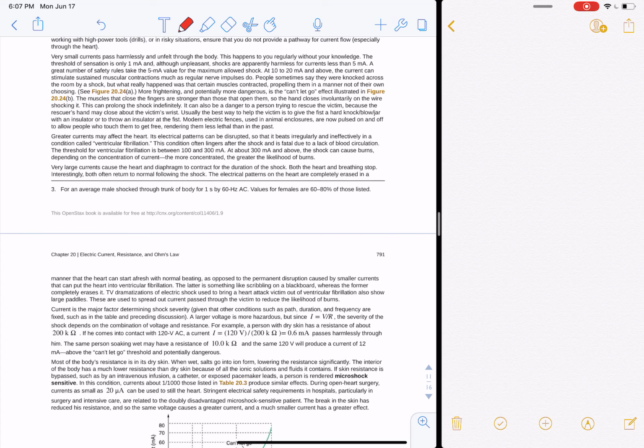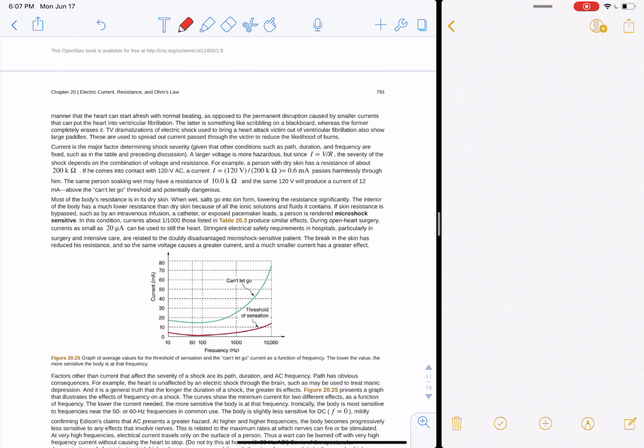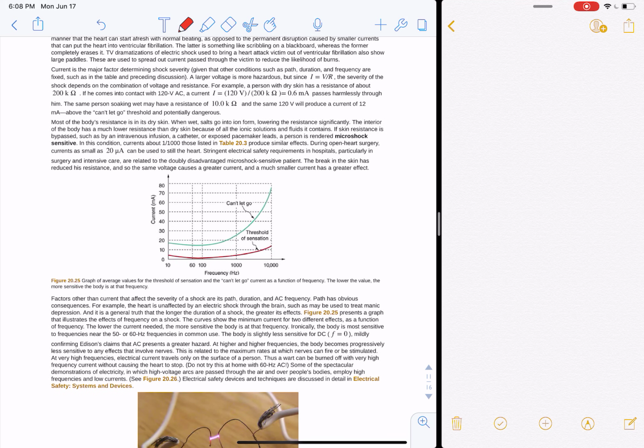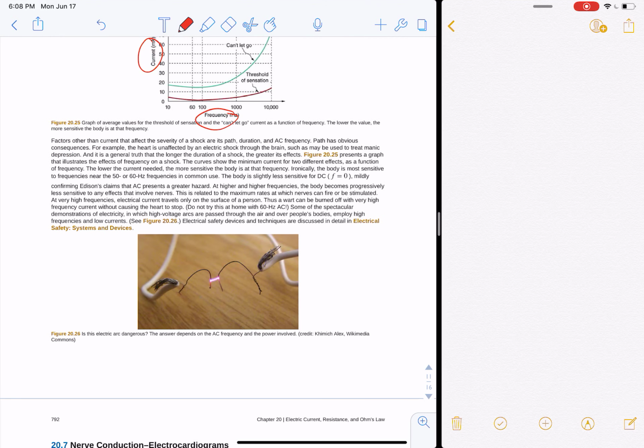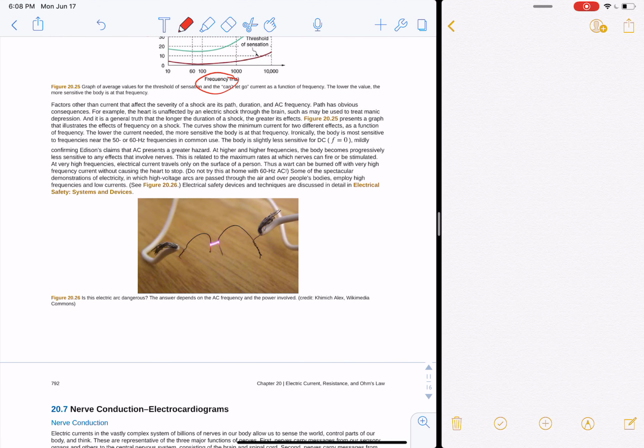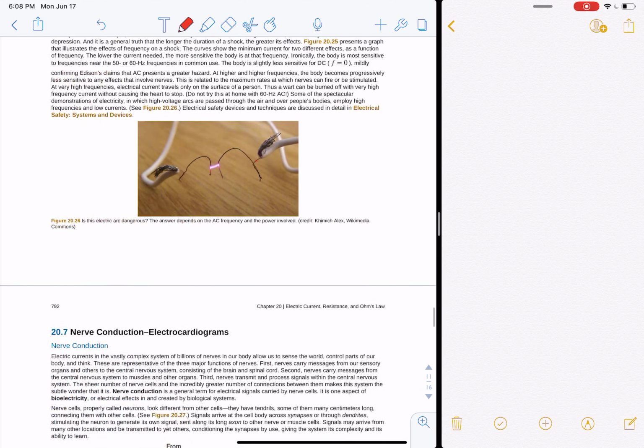Let's see. So they try to go through some detail here, so I definitely recommend reading that. Here's your frequency versus your current, and some other graphs here. Here's a cool thing showing you that it's like our Tesla coil. These wires are not connected, but they're arcing, and that's because they're close enough that the voltage potential between them is enough to cause the air to break down and become a conductor.